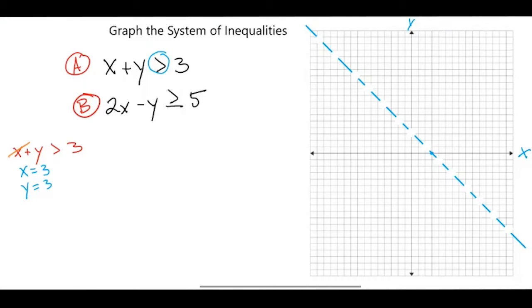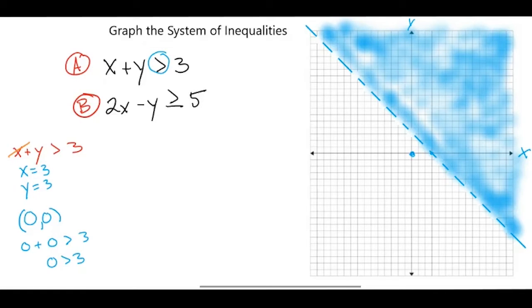Now we need to figure out where we're going to shade. So I like to use the point 0, 0 whenever it's not on the line. So I'll use 0, 0 as the point I'll plug in. All right, let's see if I should shade where the 0, 0 is or where the 0, 0 isn't. So I will plug in 0 plus 0 is greater than 3. So 0 is greater than 3. That is not true. So I will shade where 0, 0 doesn't exist.